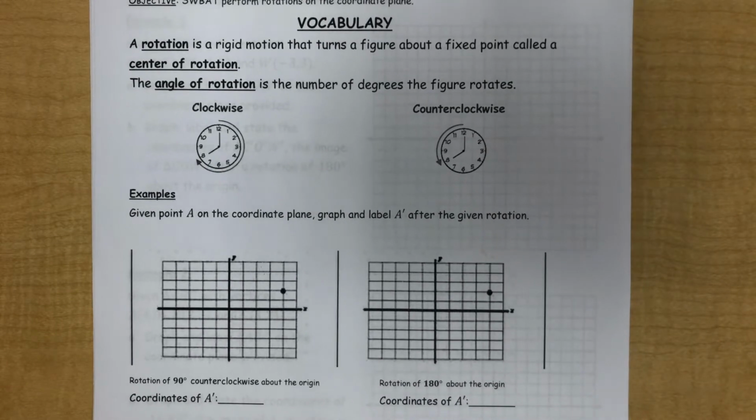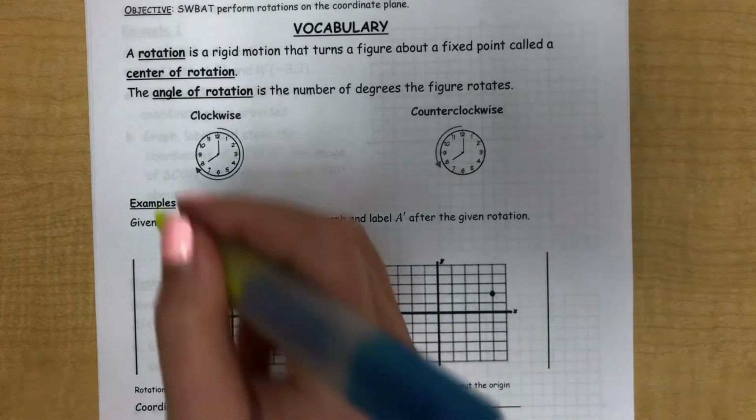Okay, vocabulary, even more. So this whole lesson, as a reminder, is on rotations. We're practicing how to rotate. I know that yesterday was translating, right? That was one rigid motion. Today we're doing rotations for a different rigid motion. Let's start off by going over our key words.